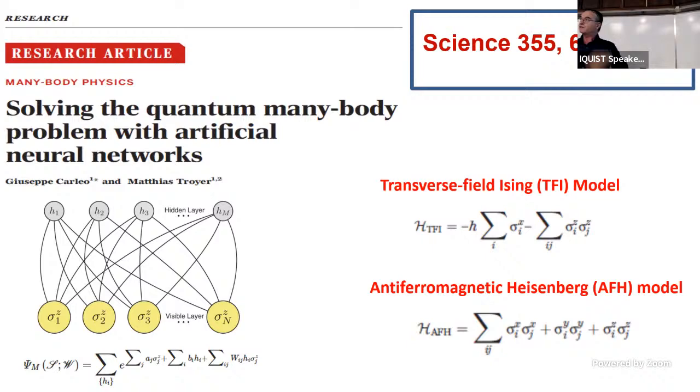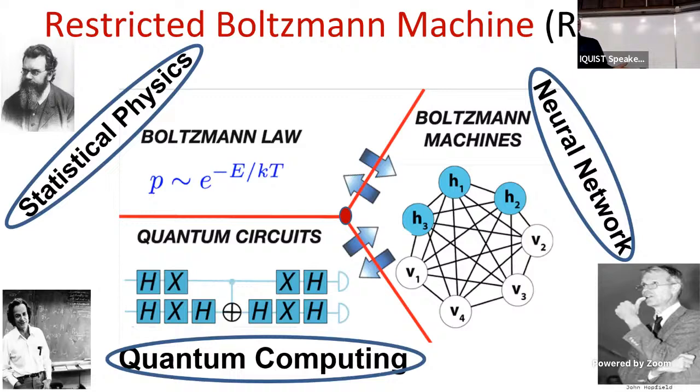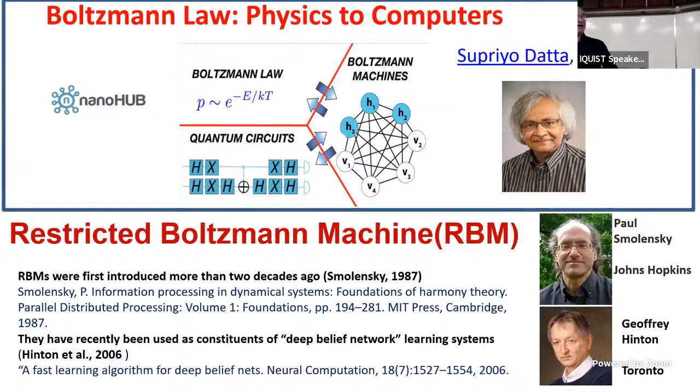This is really an exciting field because we're combining three successful areas of research. We all teach Boltzmann law and Boltzmann statistics. We have neural networks with all their applications, and now we have quantum computing. So I'd like to merge the three into this field of Boltzmann machines for electronic structure and dynamics. Again, I'd like to mention the course at Purdue on nanoHUB, where Professor Supriyo Datta from electrical and computer engineering goes through the physics of these three phases.